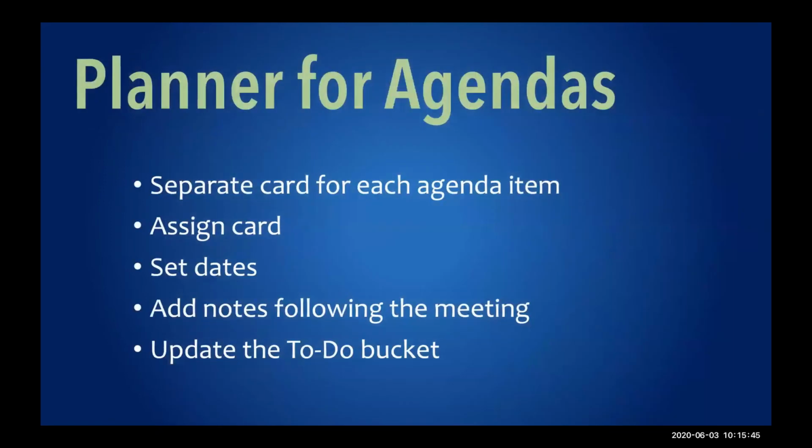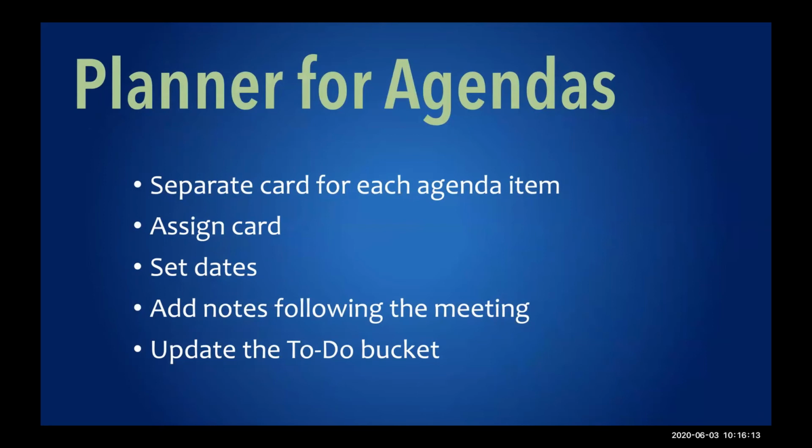So I want to pivot and talk a little bit about how to use Planner now for regular meetings with agendas. So I like this as a way to keep your meetings organized, especially meetings that happen on a regular cadence. So for meeting agendas, you would use a separate card for each agenda item. And you would assign the card to the person who's going to be responsible for that item in the meeting.